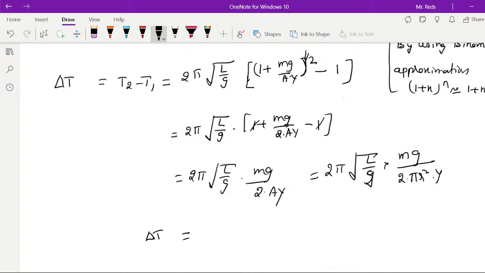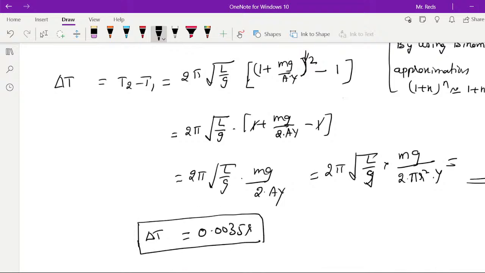Change in time period should be equal to 0.0035 seconds. You guys substitute these values and simplify. Substitute all the values and simplify, then you will get this, right? You guys do this simplification part. This is briefly how to do this.